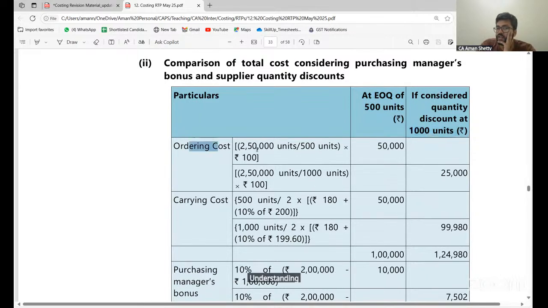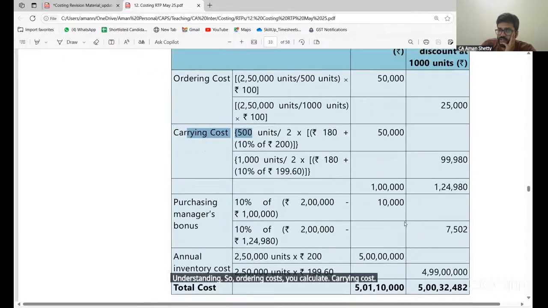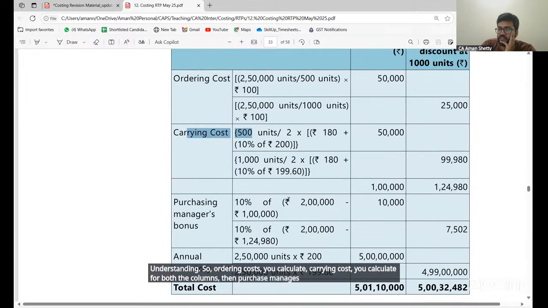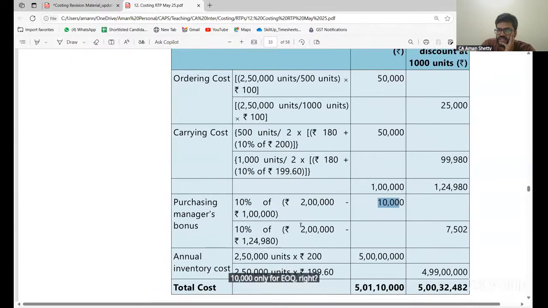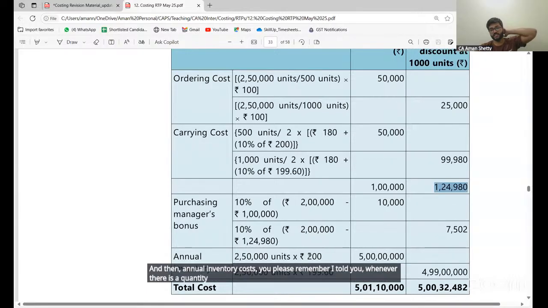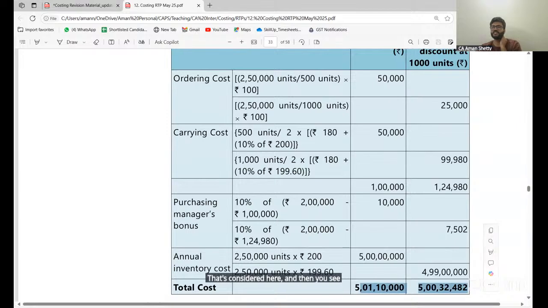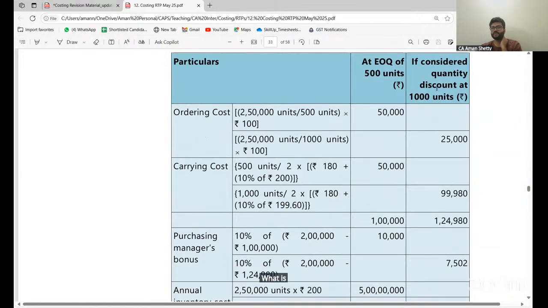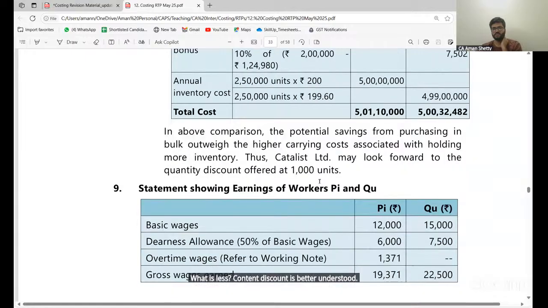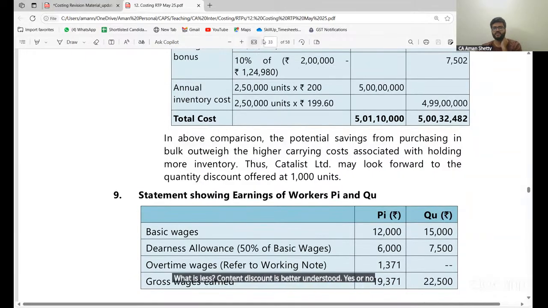Understood? So calculate ordering cost and carrying cost for both the columns. Then the purchase manager's bonus is 10% of 2 lakh minus 1 lakh, which is 10,000 only for EOQ. Then here, 2 lakh minus 1 lakh 24,980 is considered for quantity discount. And then for annual inventory cost, remember I told you whenever there is a quantity discount you have to consider the purchase price also, that's considered here. Then you see whichever is better, whichever is less. What is less? Quantity discount is better. Understood? Yes or no?